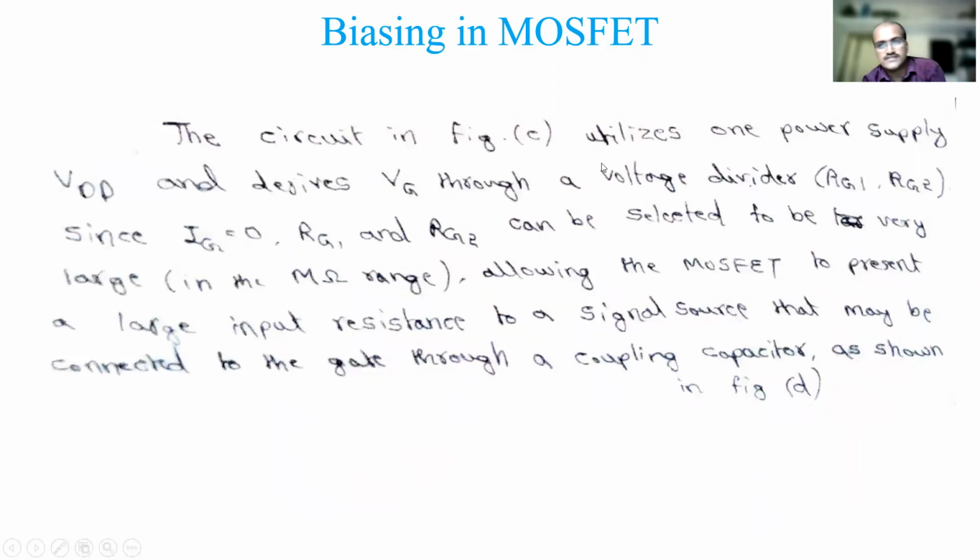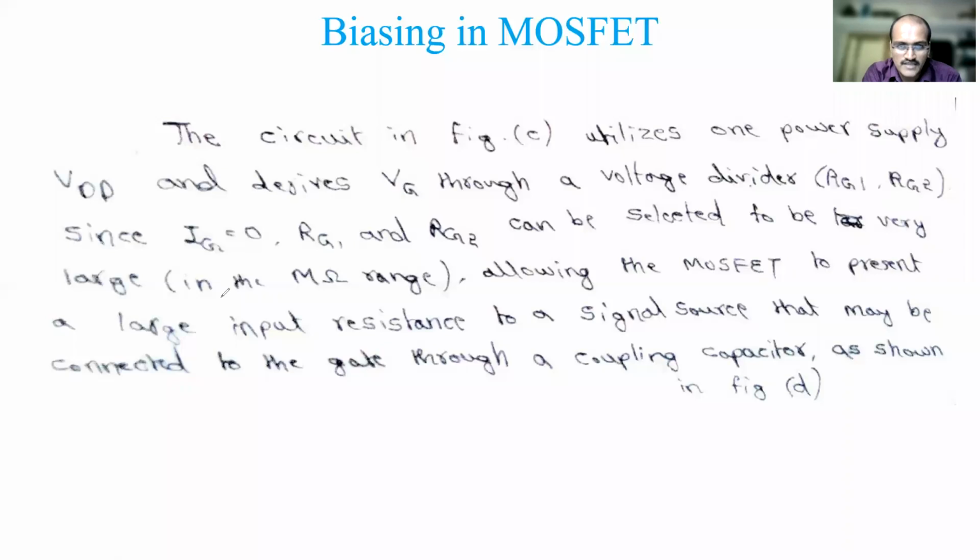The circuit in figure C utilizes one power supply VDD and derives VG through a voltage divider. Okay, so it will get a gate voltage from this voltage divider RG1, RG2. And since IG equals 0, gate current is equal to 0, RG1 and RG2 can be selected to be very large. Okay, so they are in the range of mega ohm. I told you in the case of MOSFET there should be very high input resistance. Okay, and normally this calculation we don't do, we will take it in the mega ohm range, assume.